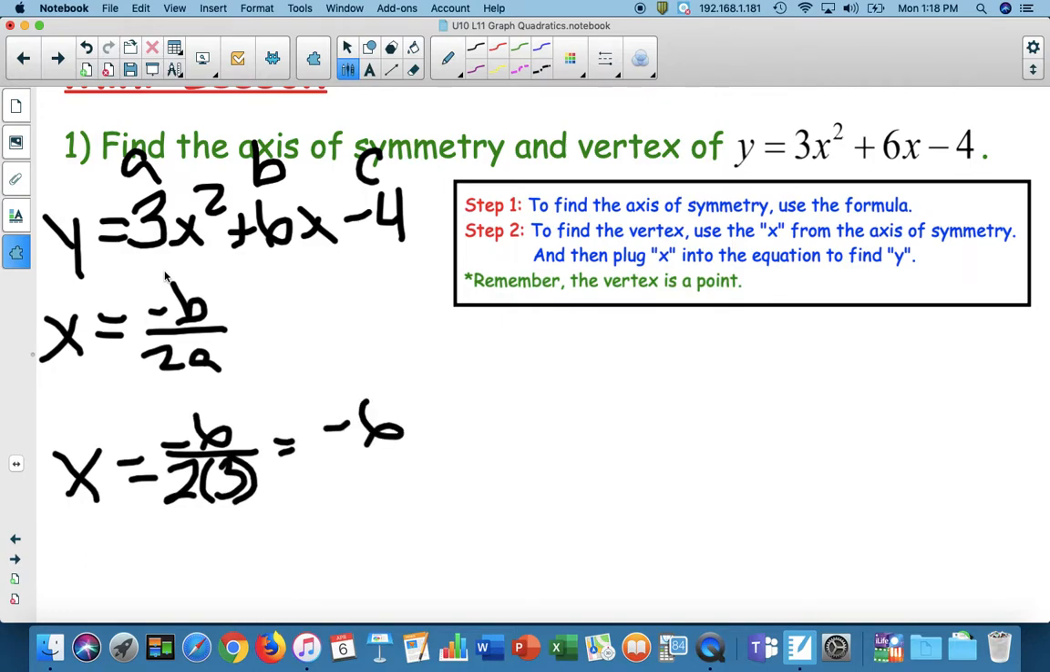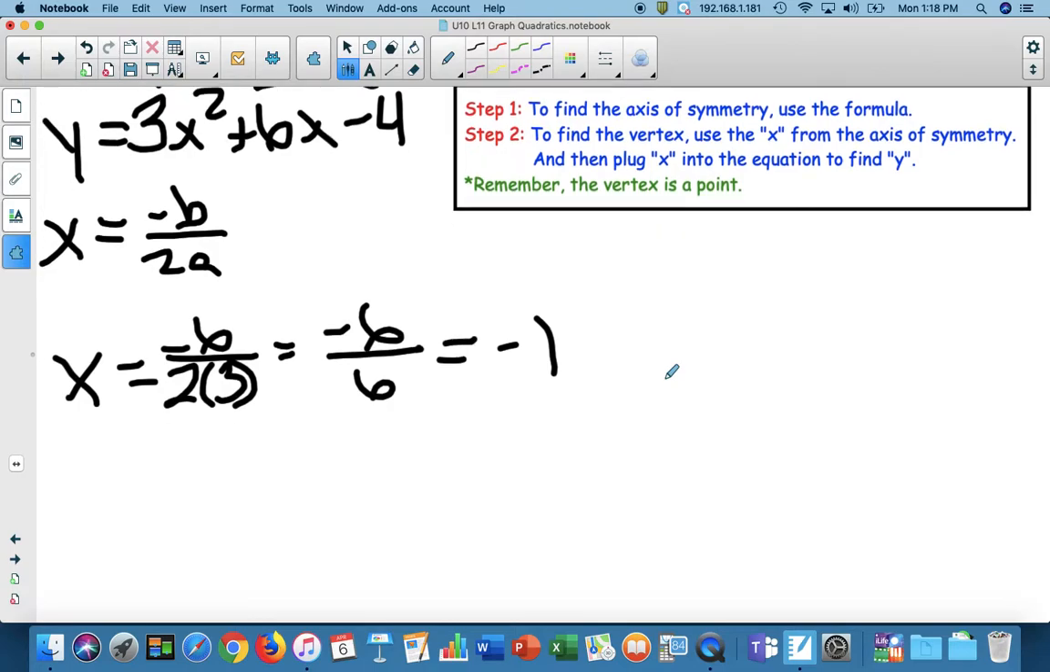2 times 3 is positive 6, and negative 6 divided by positive 6 is a negative 1. All right. So that's how you find your x value of the vertex. So if I go over here real quick, I'm going to just change the color for you guys, just so you guys can see the difference of what I'm talking about.